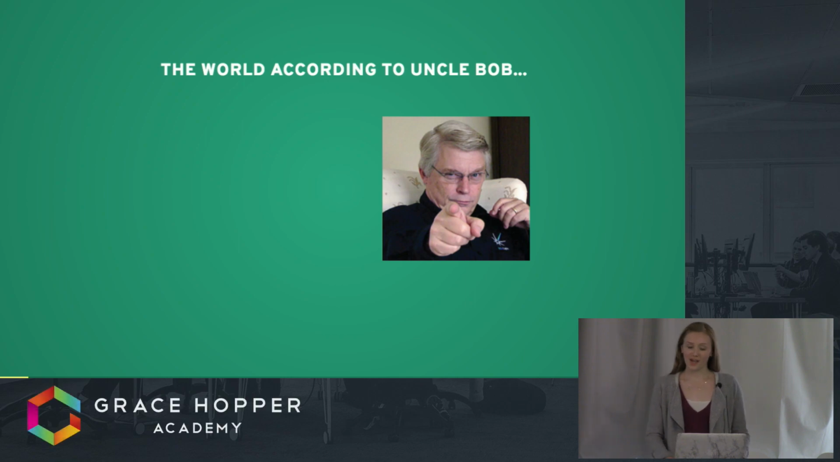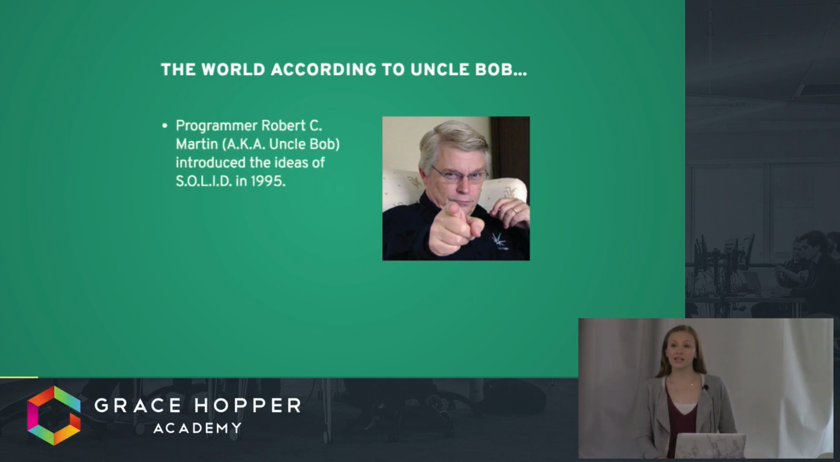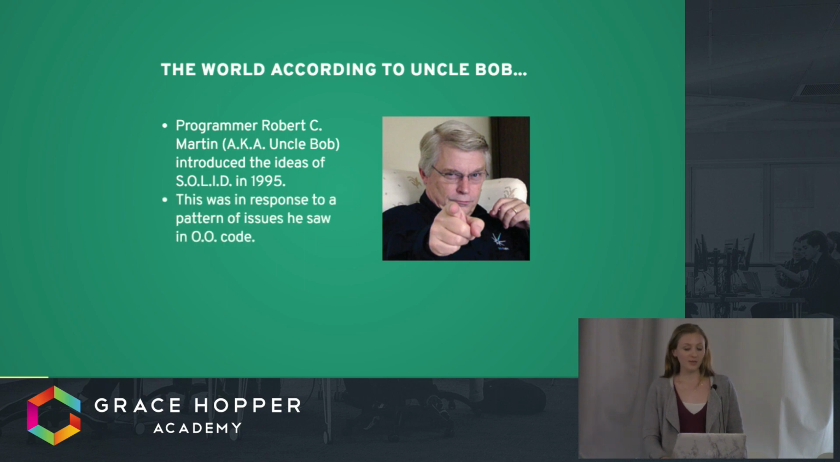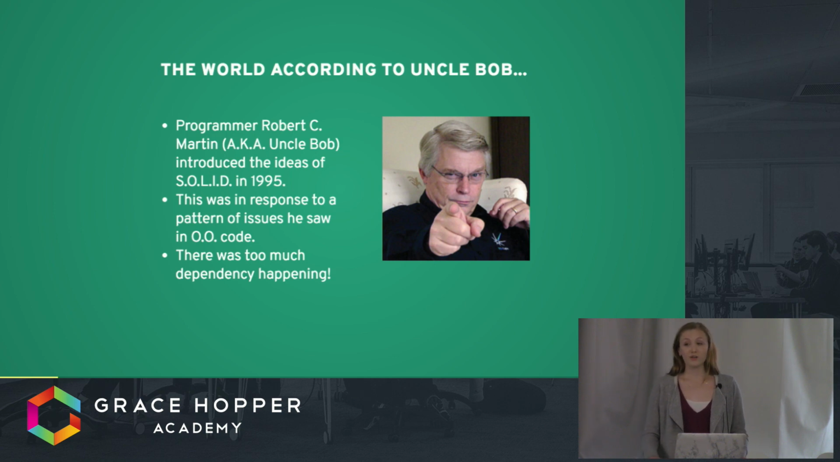So, what is SOLID? Well, SOLID is a set of guidelines for object-oriented programming that was introduced by a programmer named Robert C. Martin, who is affectionately known as Uncle Bob, around 1995. He introduced these principles in response to a pattern of issues he kept seeing in object-oriented code. Most of these issues had to do with too much dependency. There was dependency everywhere, which I think most of us like to call spaghetti code. And people weren't really taking advantage of the flexible interfaces that classical object-oriented programming was providing.